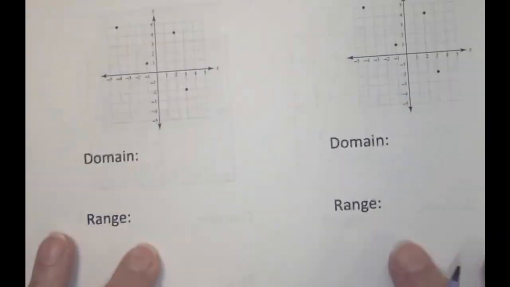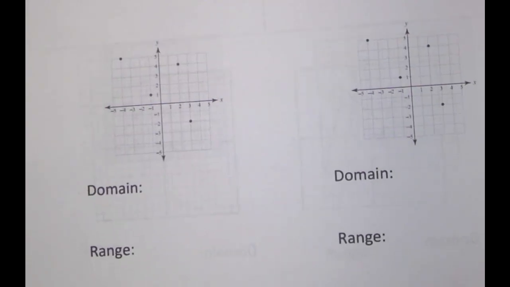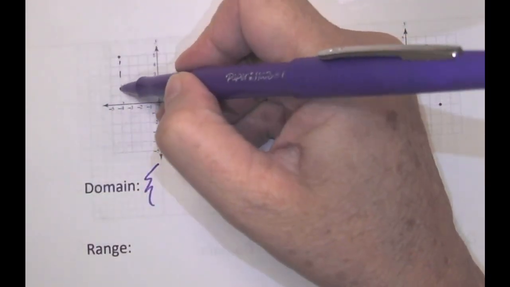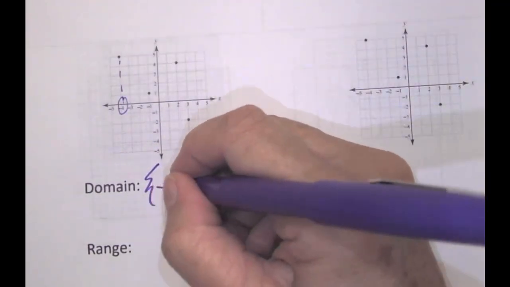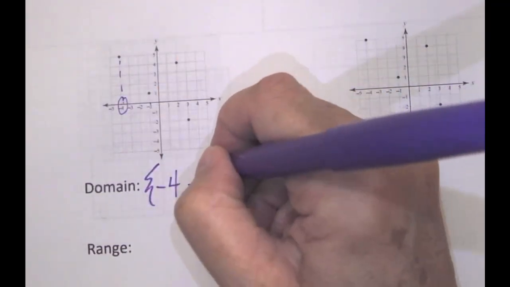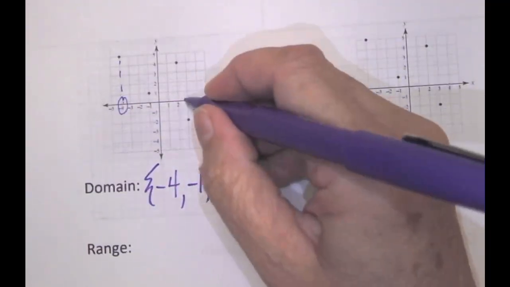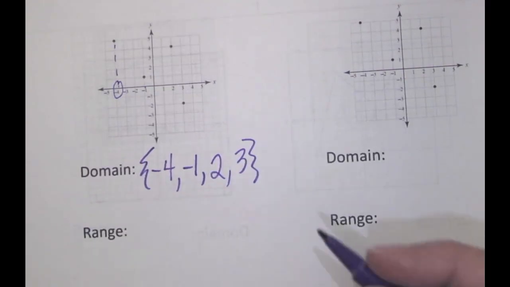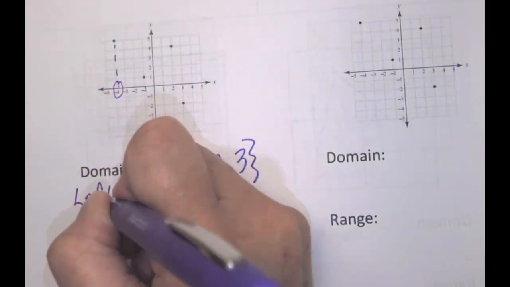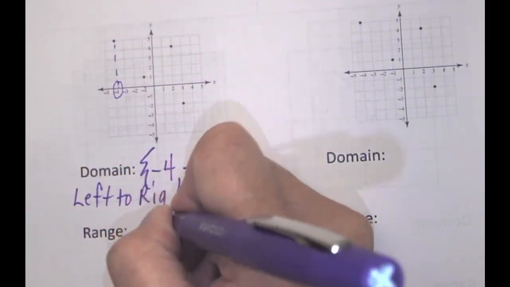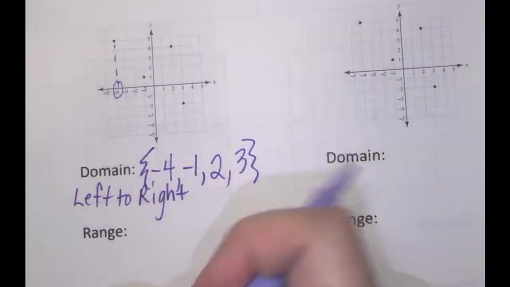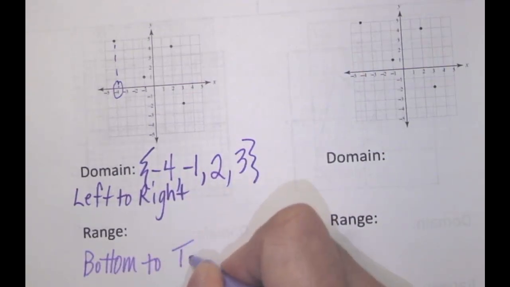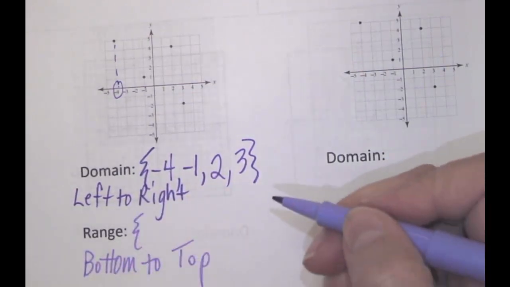Now let's look at a graph. From this graph, can you list the domain? Well, you could just follow these points to the x-axis and see that we have -4, -1, 2, and 3. So if we're looking at a graph for domain, least to greatest goes left to right. And if you're looking at range on a graph, least to greatest goes bottom to top. Remember that we're always least to greatest.